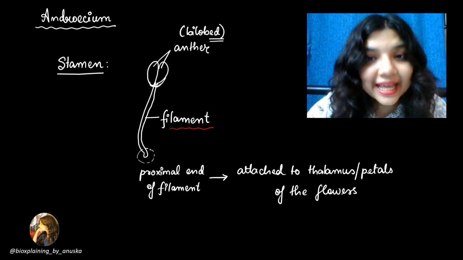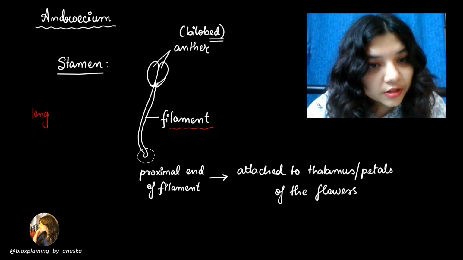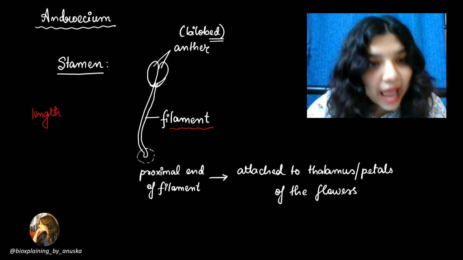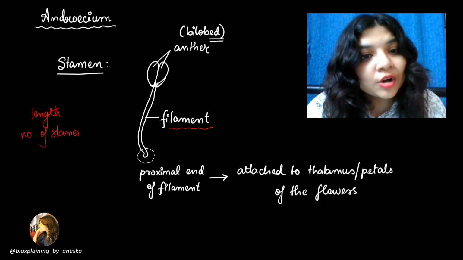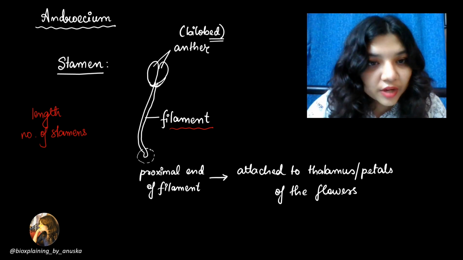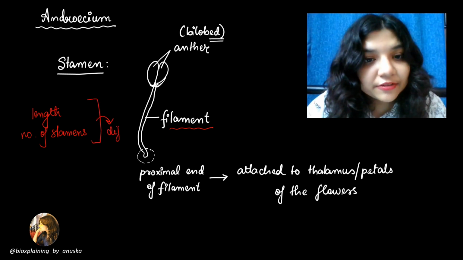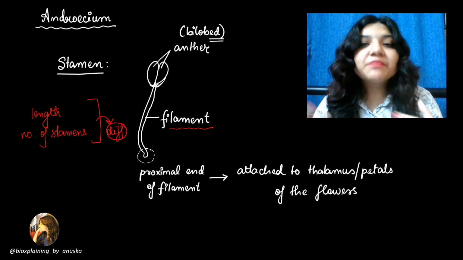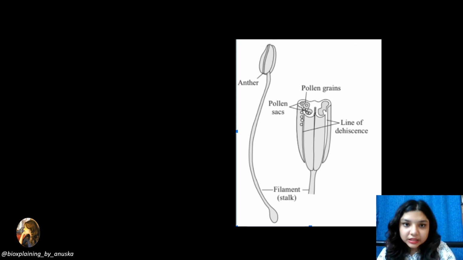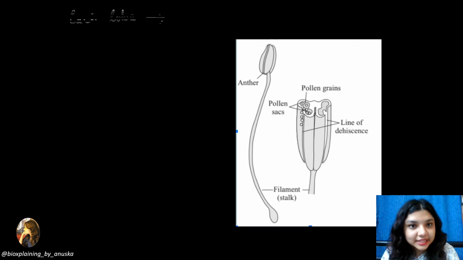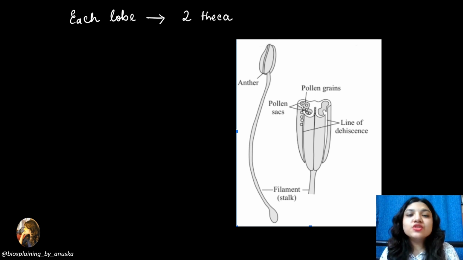And the length of the stamens and the number of stamens, this is not fixed for every flower. Okay, so the length and number of stamens can differ with every species that we have. Fine. So we have seen that a typical angiosperm anther is bilobed. That means it has two lobes and each lobe contains two theca.